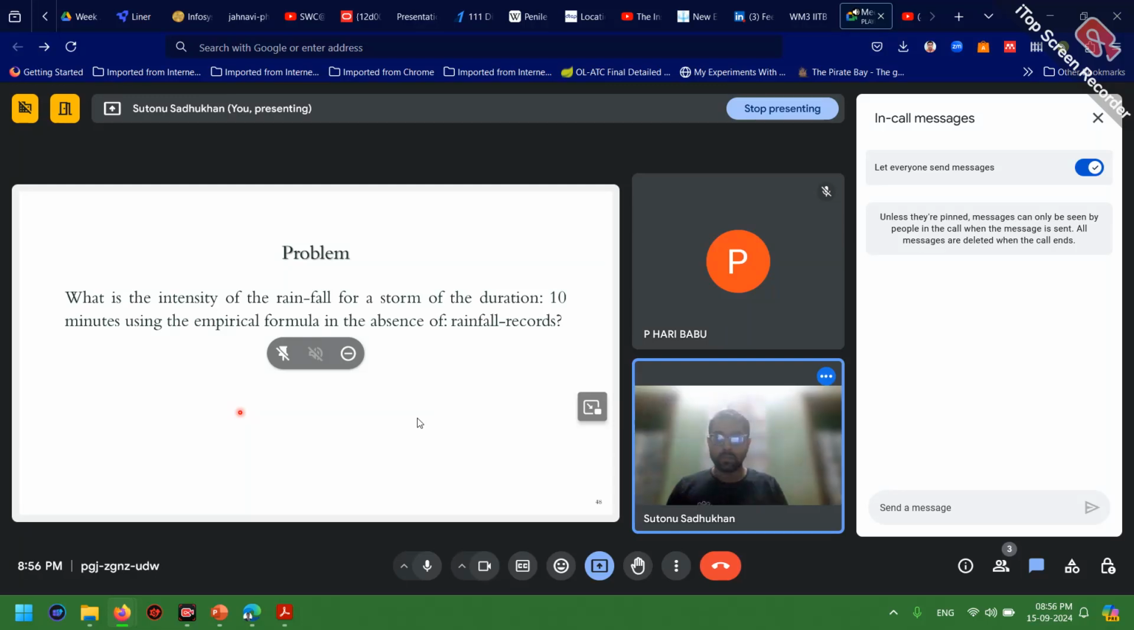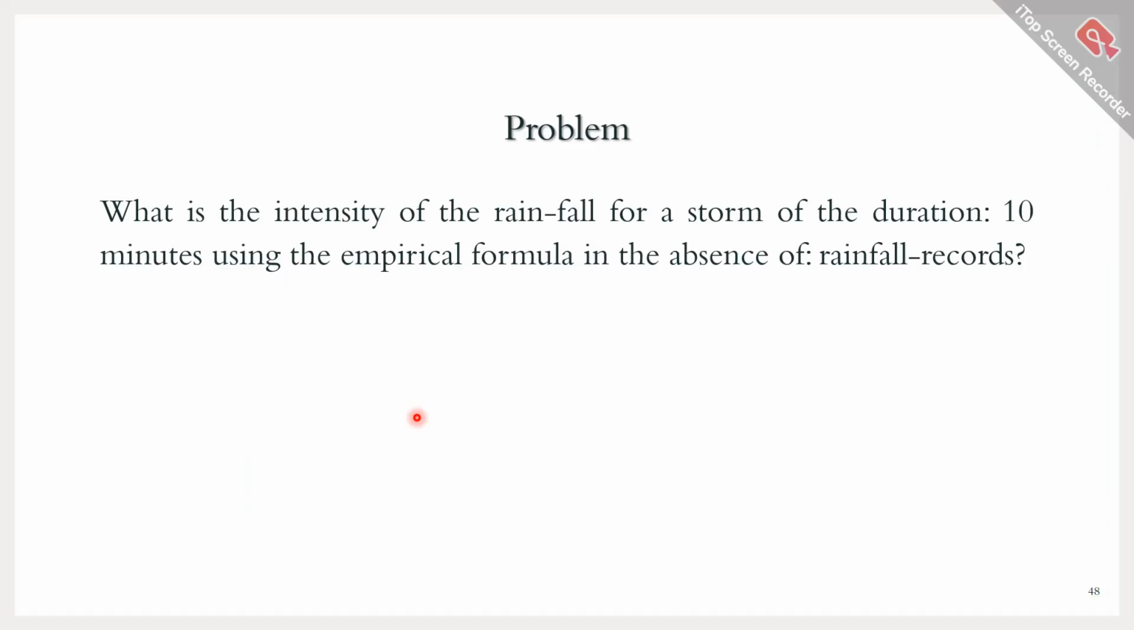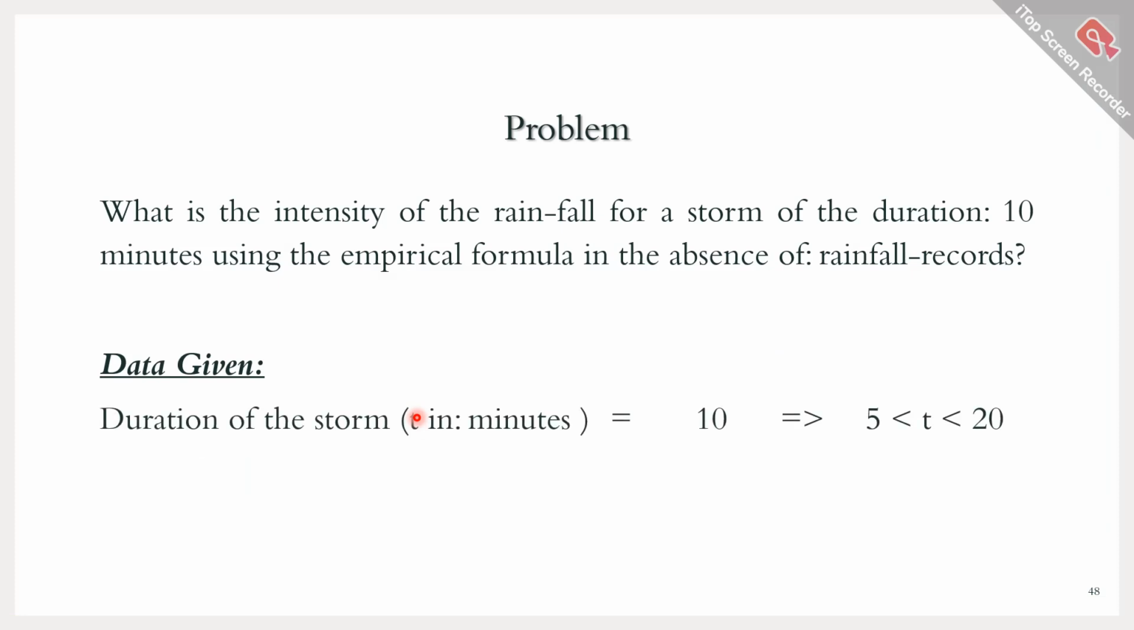Not solved yet. So we'll solve the problem. The data given is the duration of the storm in minutes, which is 10. In this empirical formula there are several coefficients. To understand those coefficients, you first have to understand the range of t. Here you can see the range of t falls between 5 and 20, so it is more than 5 minutes, less than 20 minutes. In this case, the coefficients in the empirical formula are A becomes 30 and B becomes 10. You just have to remember this.